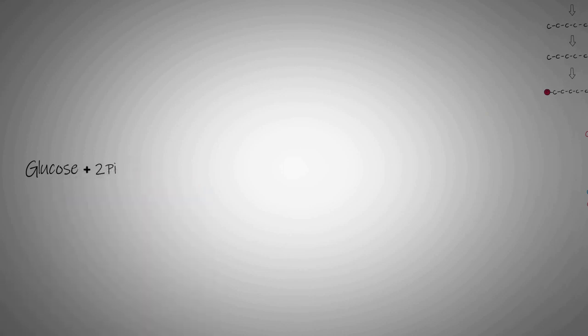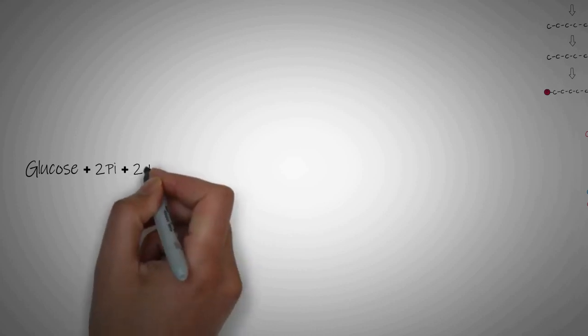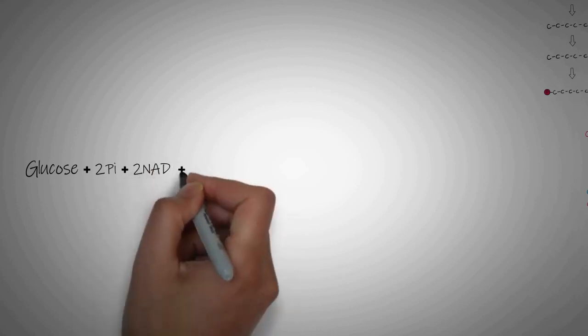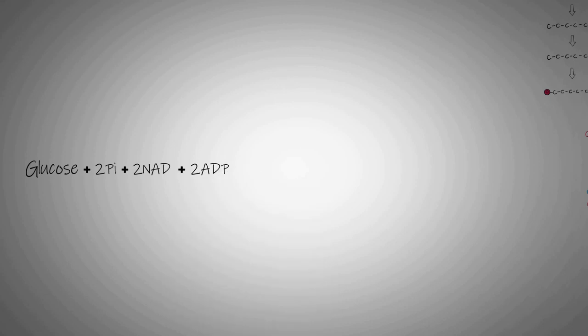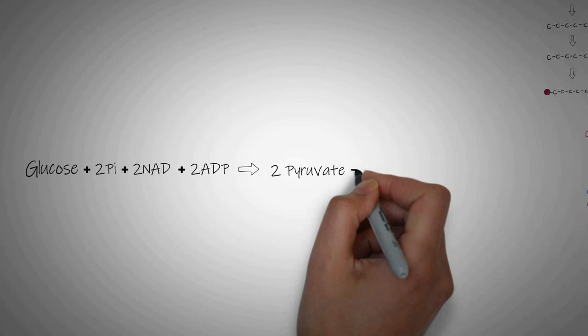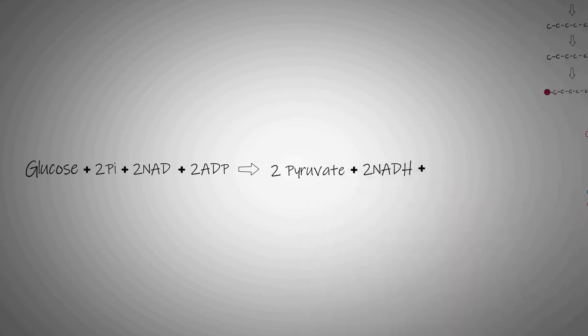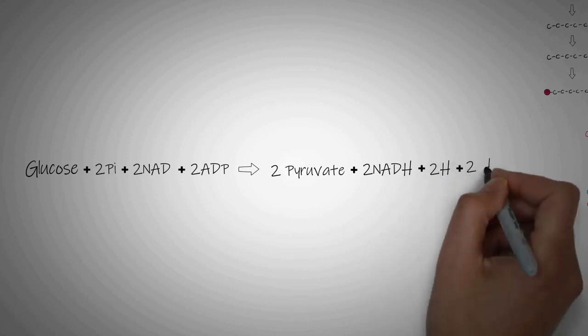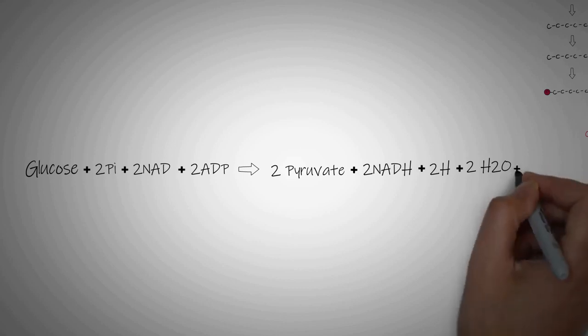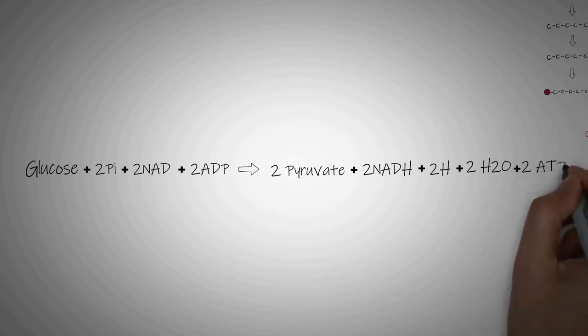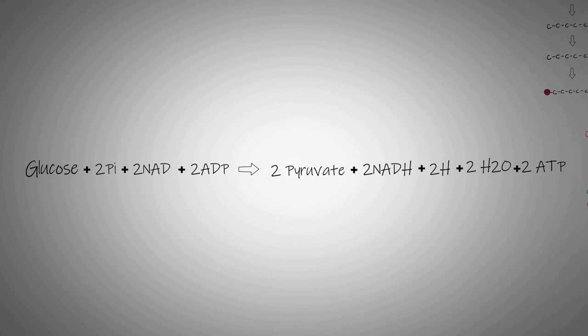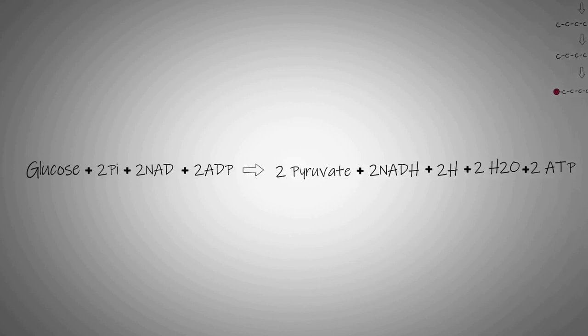So this is the summary reaction of glycolysis. Glucose plus 2 molecules of inorganic phosphate plus 2 NAD plus 2 ATPs give 2 molecules of pyruvate, 2 molecules of NADH, 2 hydrogen ions, 2 molecules of water, and 2 ATPs. Now some of you may find this reaction easy to understand, but if you're like me and hate chemistry as much, let me decode this reaction for you.